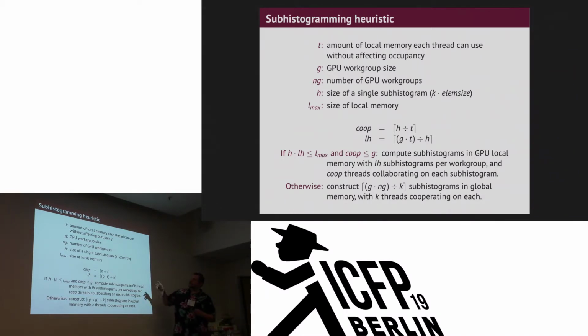And we have some notion of how big our work group should be, and how many GPU work groups we should have, so what our thread topology should be, and how big a single subhistogram is, and how large local memory can be. So we have a formula that tries to say, well, if we can fit subhistograms into local memory at all, and if it doesn't affect occupancy too much, then we put all the subhistograms in local memory, and when they're done, we put them in global memory and compute the final result. Otherwise, we put the sub-histograms in global memory as well and collaboratively construct them there. And this formula is basically heuristic, based on what we have observed to be efficient in practice.